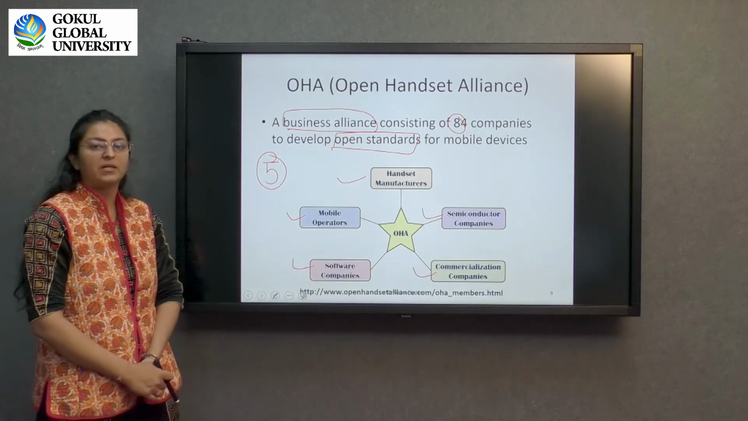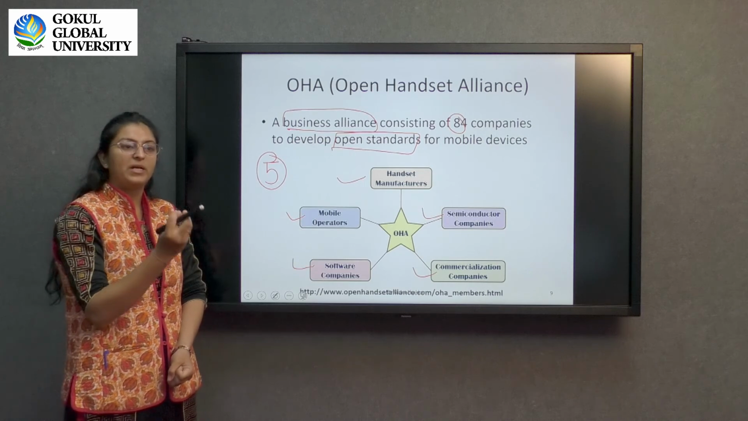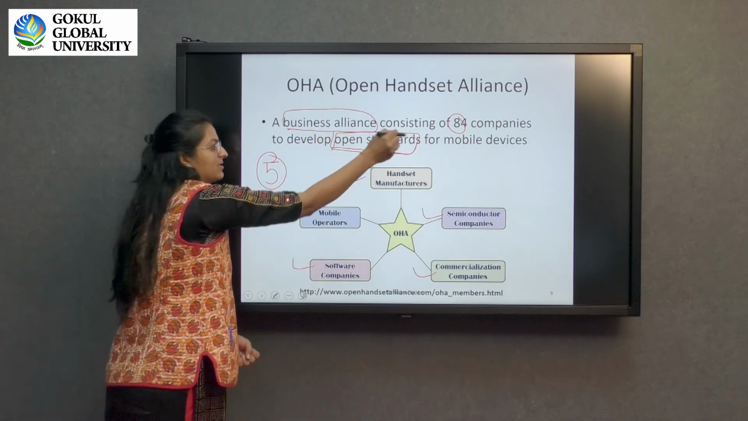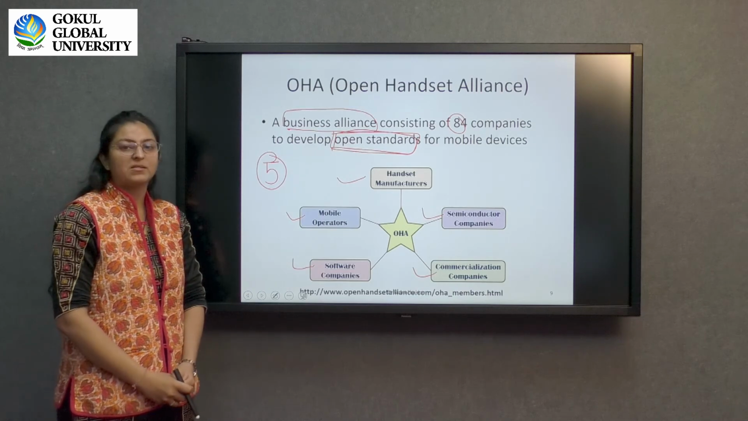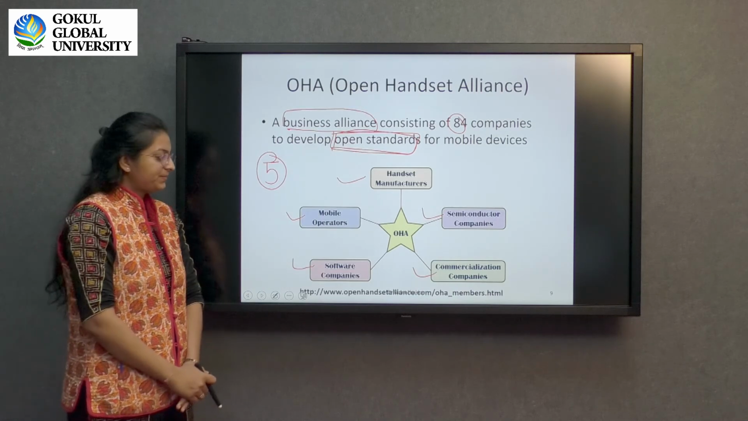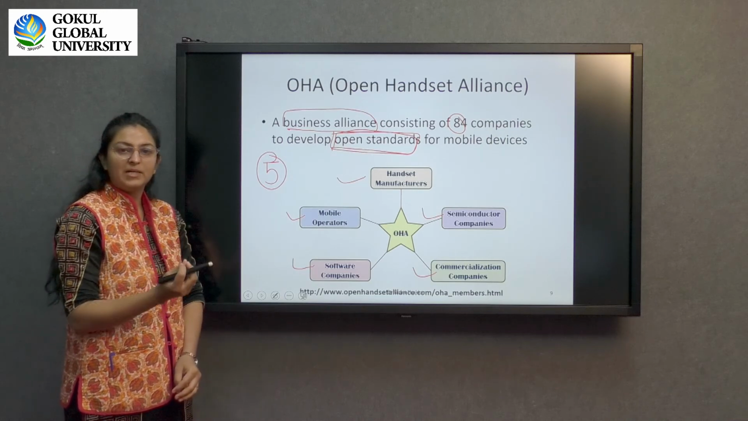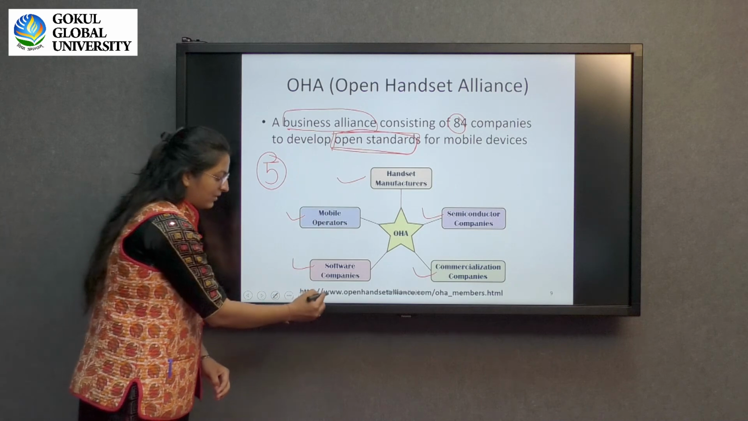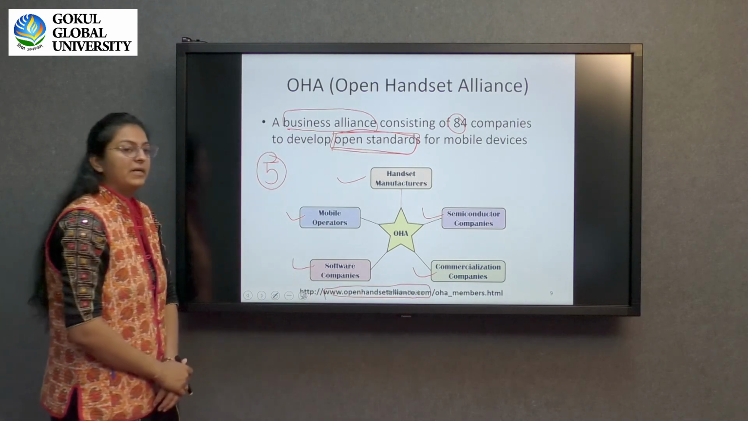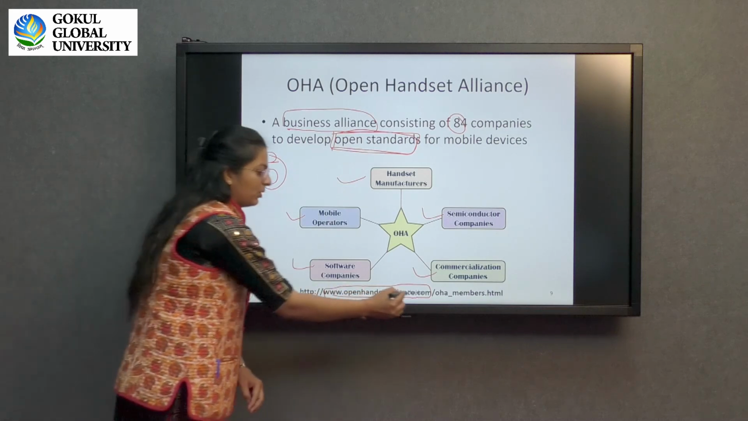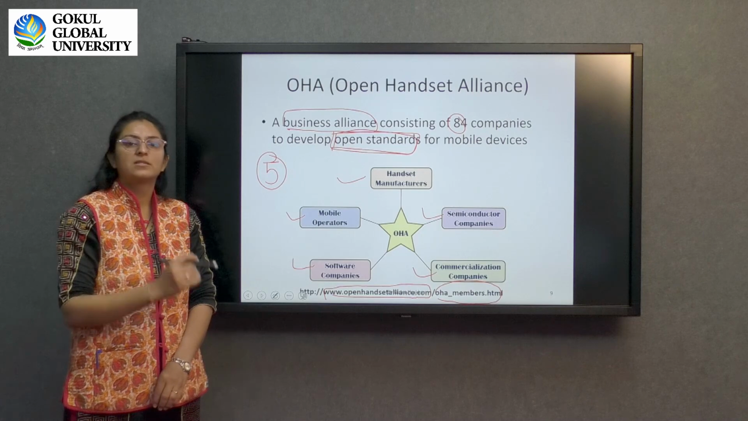Commercialization companies, which give the business or the market to this Android. So they have one common open standard, and they need to follow it. And the combination of all these makes Android successful. If we want to see the names of all these companies, then we can go to www.openhandsetalliance.com. It is a website, and at OHA members, you can get the list of members.